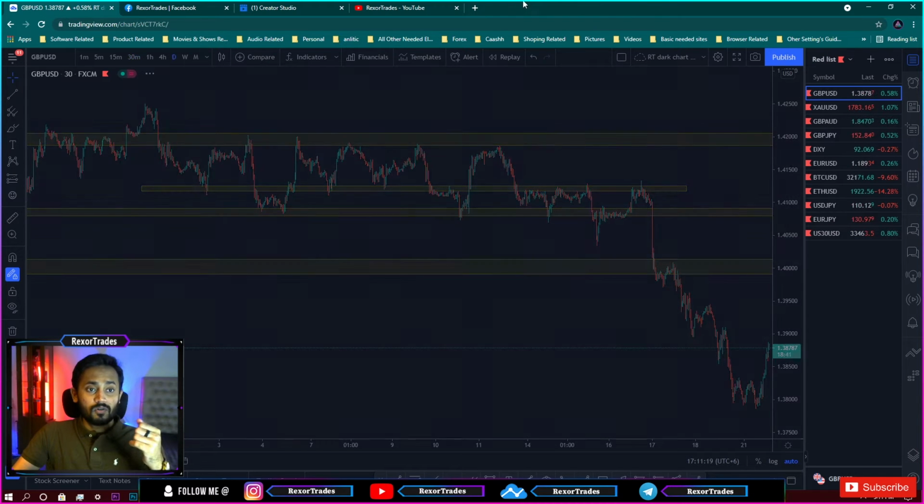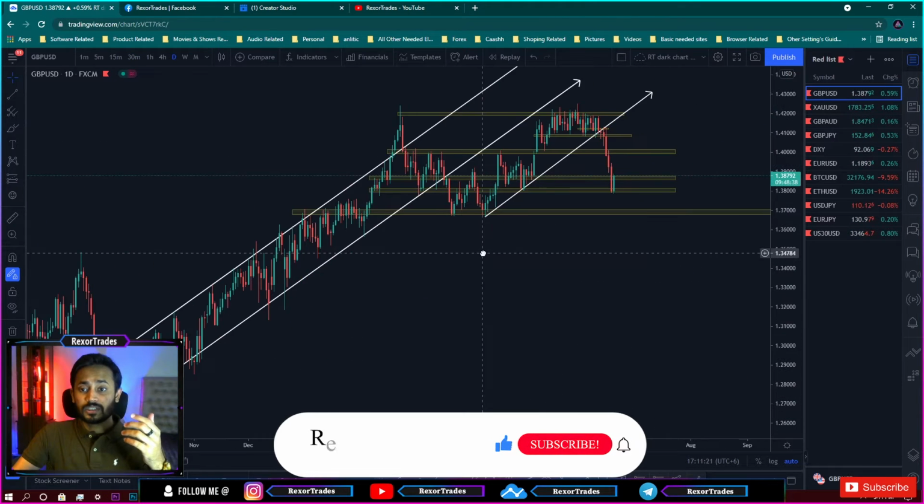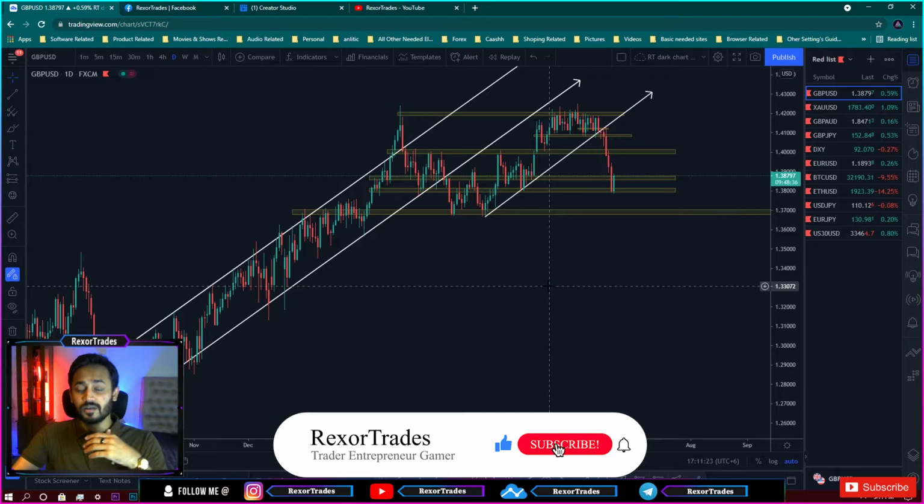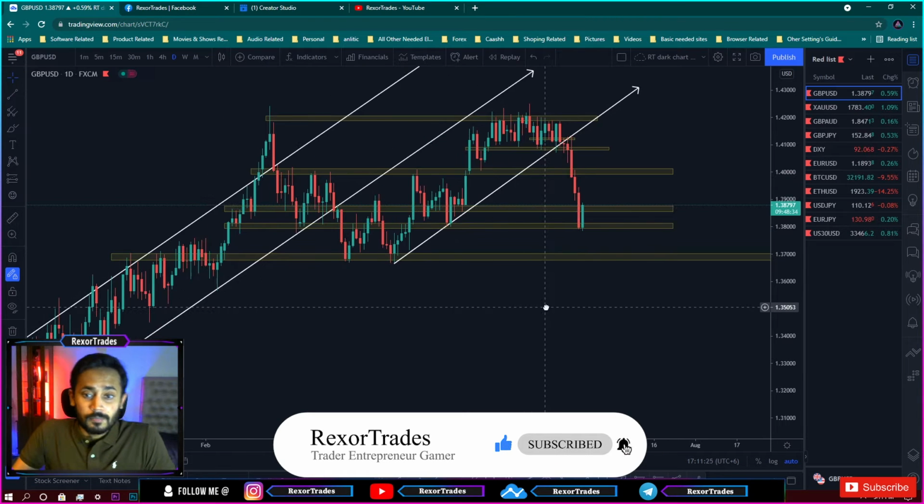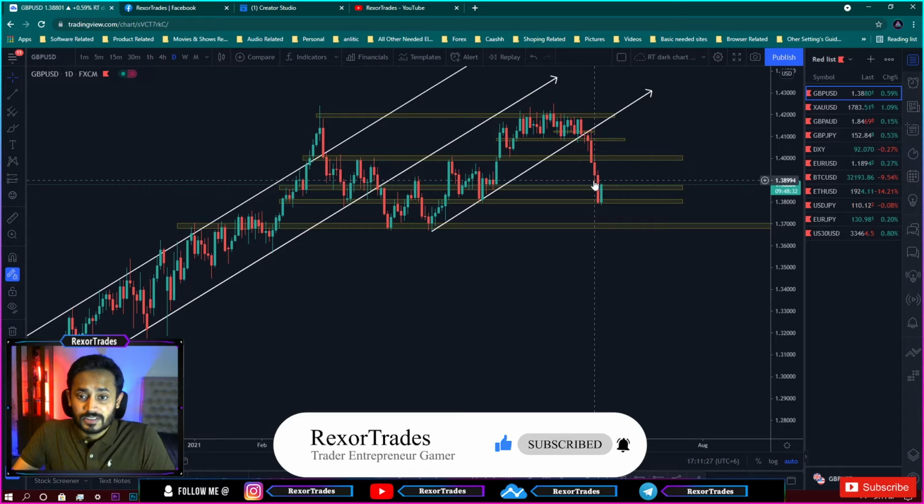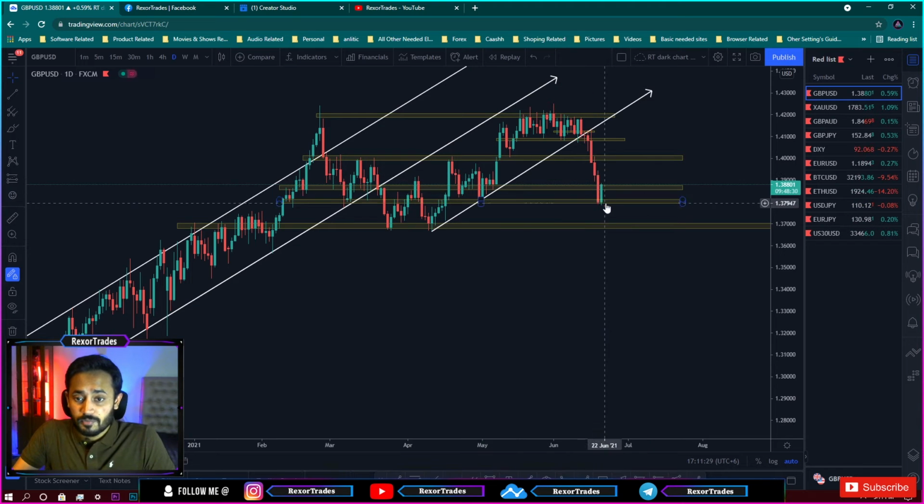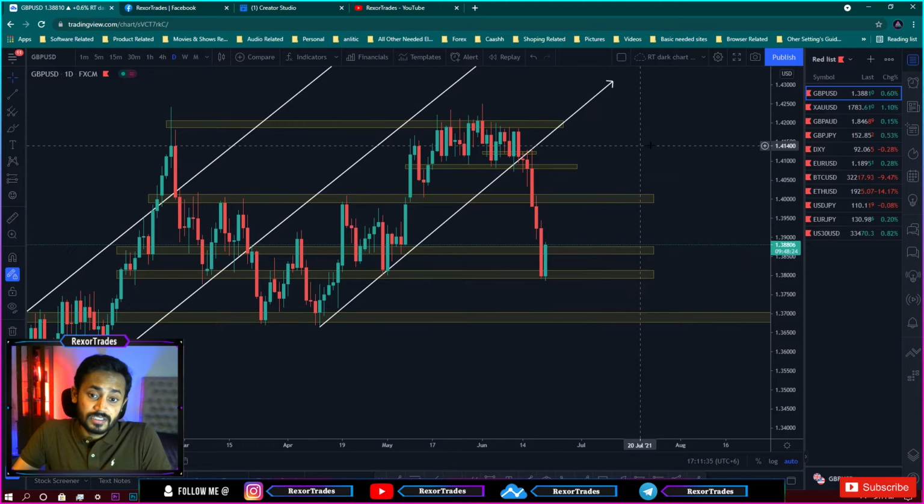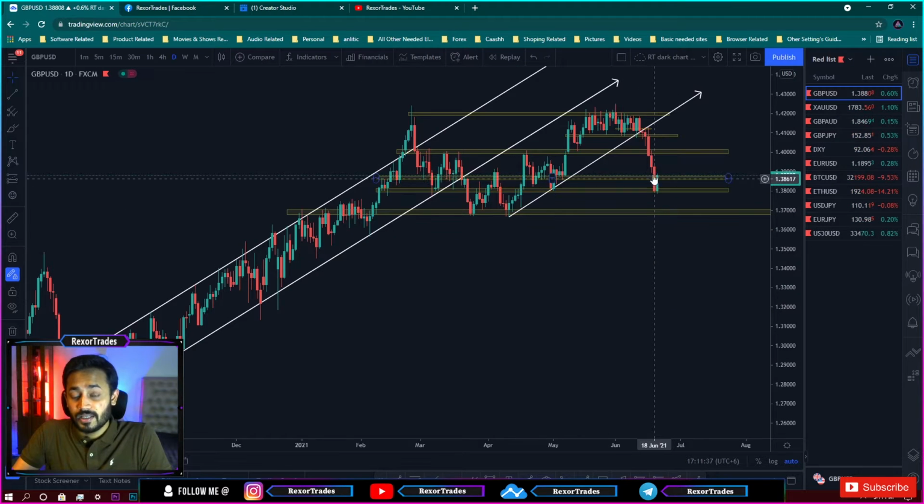So let's see on a daily time frame what GBPUSD is going to do next in the week up ahead. You can see GBPUSD, after coming down with huge bearish momentum, is currently retesting this zone over here and making some pullbacks. Actually, I think GBPUSD is going to make more downward movement all the way towards this zone, or it might even break below this zone over here.